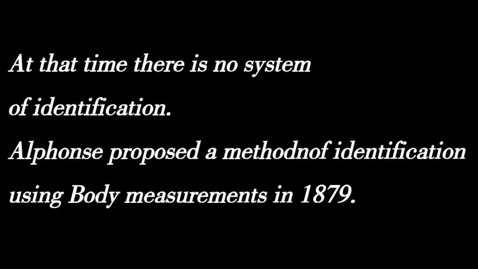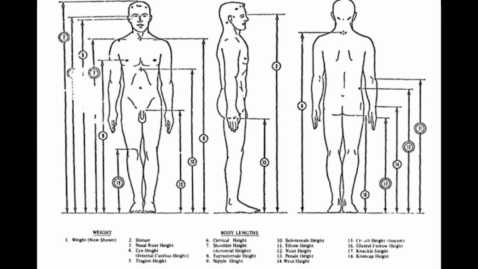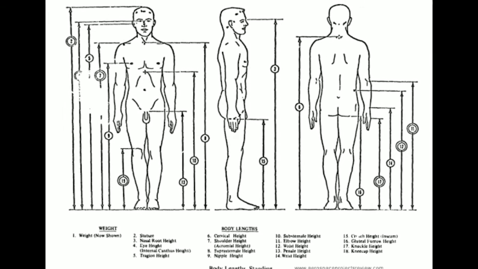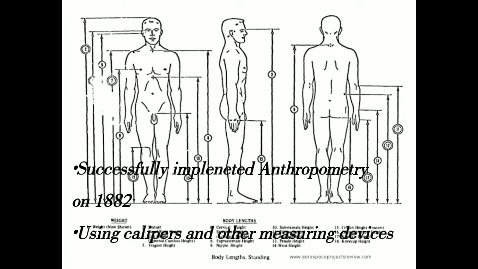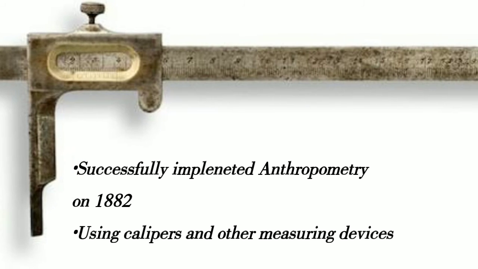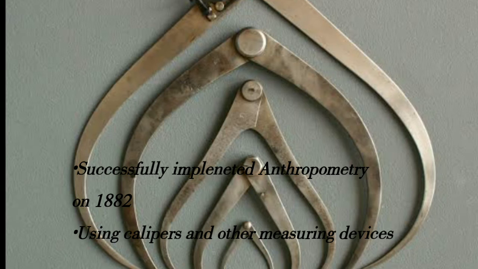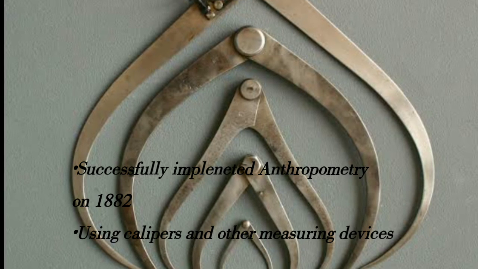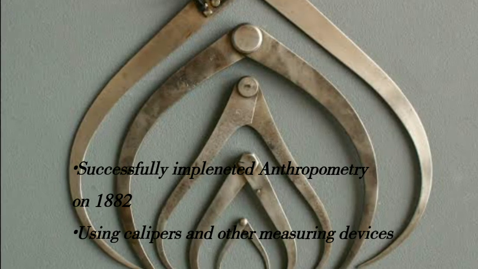Alphonse Bertillon proposed a method of identification in 1879 using body measurements. He was able to successfully develop and implement anthropometry in 1882. This system consisted of using calipers and other measuring devices. They recorded their measurements in metric, which brought criminal justice measures outside their zone.